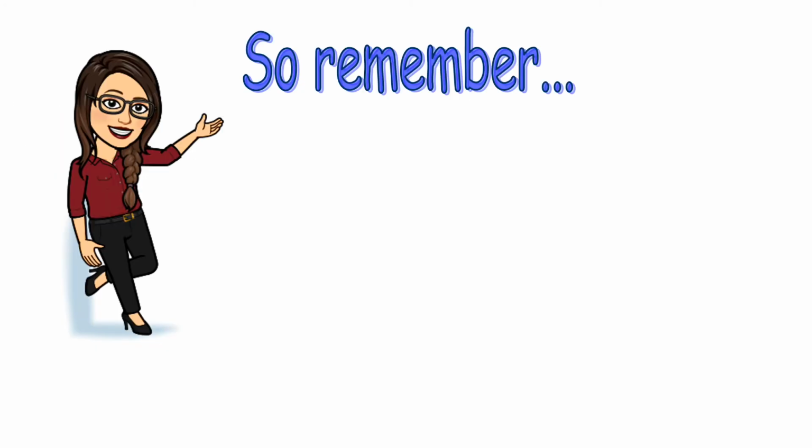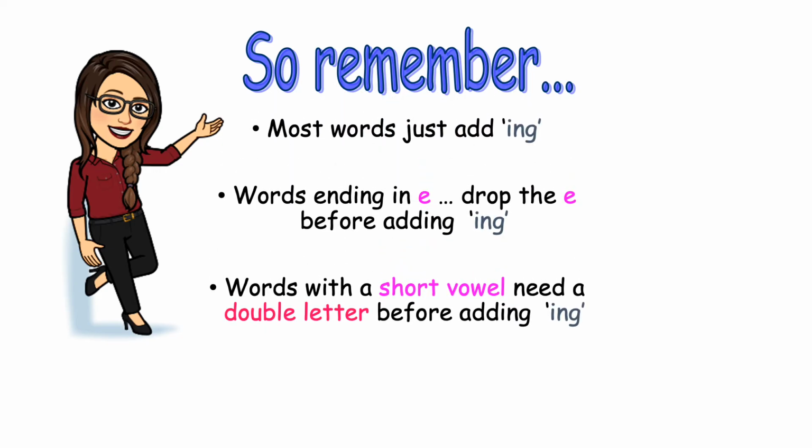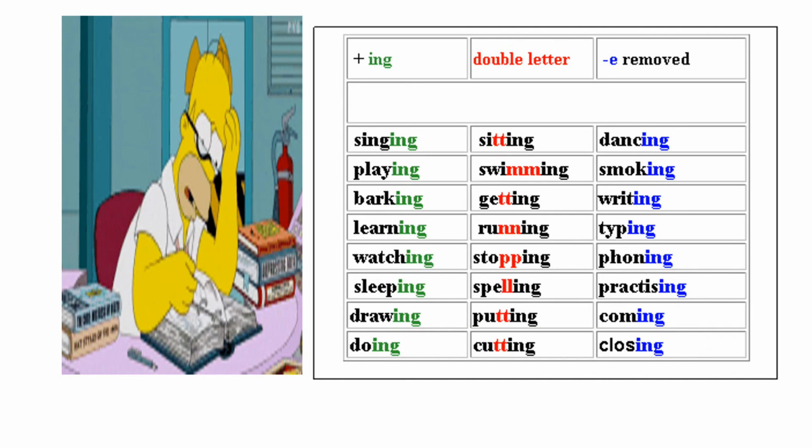So remember, most words just add ing. Words ending in e, drop the e before adding ing. Words with a short vowel need a double letter before adding ing. Have a quick revision over these words to master them.